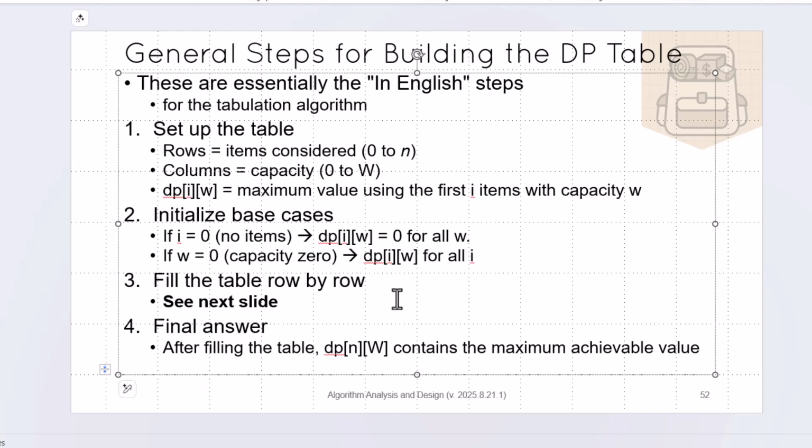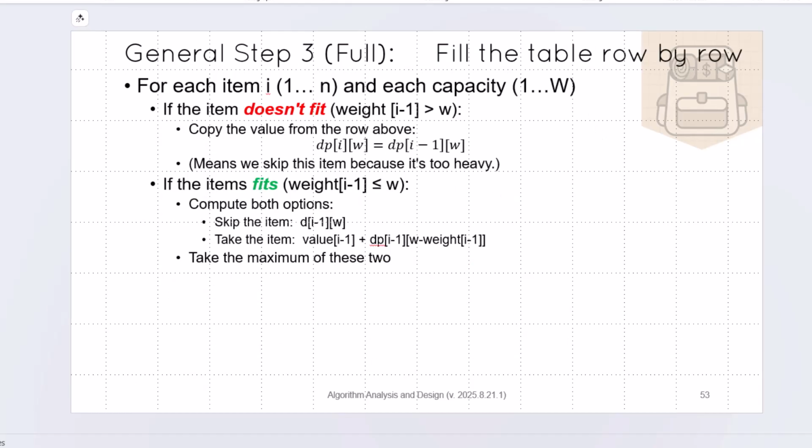We'll fill the table row by row. That's step 3. We'll see that in the next slide. And then the final answer, after filling the table, is that DP[n][w] contains the maximum achievable value. Or maybe it's the slide after, I forget. But anyway, here's the general step.